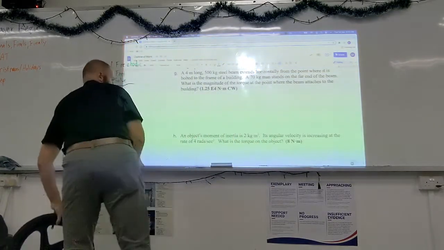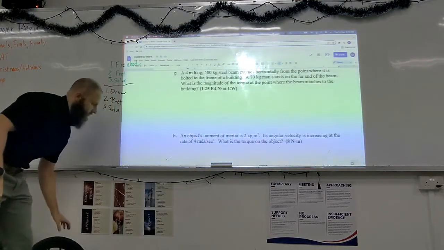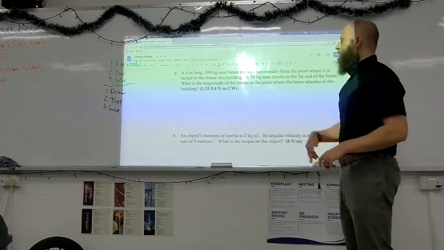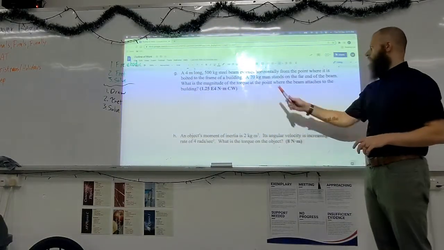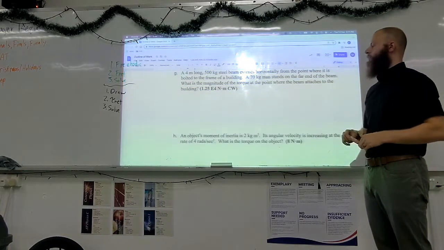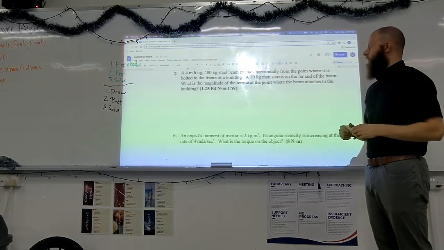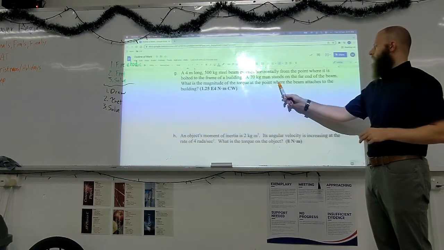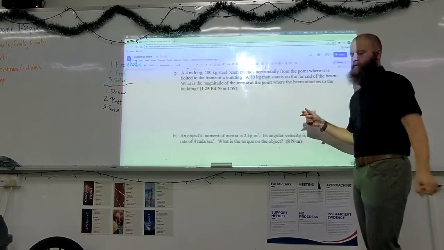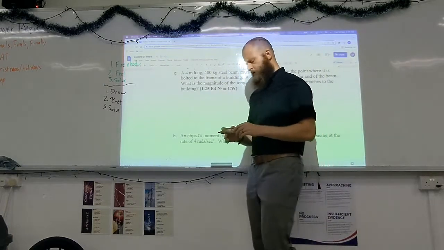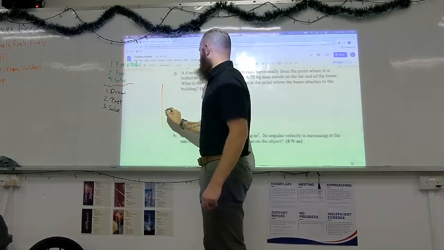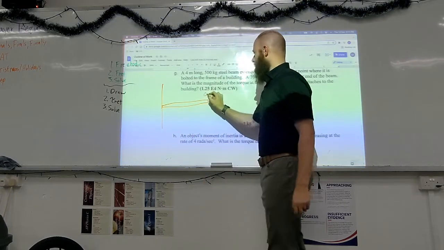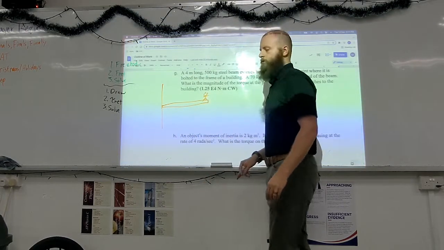So let's go ahead and look at this specific question. We have a 500 kg steel beam that extends horizontally from the point where it is bolted to the frame of a building. A 70 kg man stands on the far end of the beam. What is the magnitude of the torque at the point where the beam attaches to the building? So let's go ahead and draw a picture just to help us visualize. So here's my building, here's my beam, here is my person.